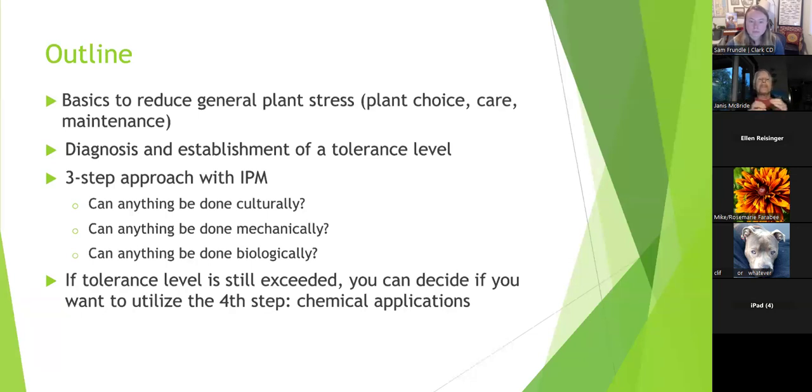Then we go right into the 3-step approach of integrated pest management. It actually is a 4-step approach, but I am deleting the last step, which is chemical application. And that's kind of like a last resort. If the tolerance level then is still exceeded, you can decide if you want to utilize that 4th step of the chemical application.